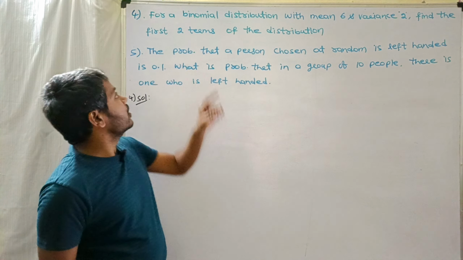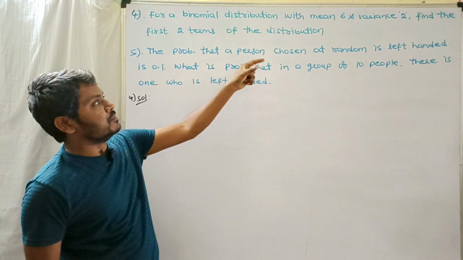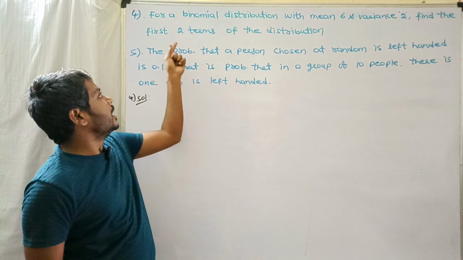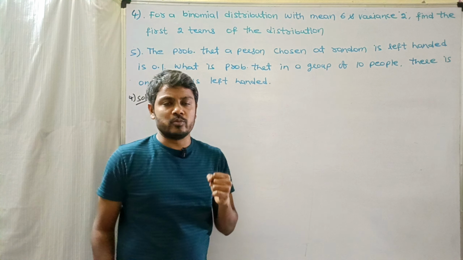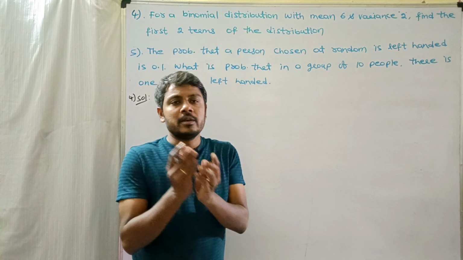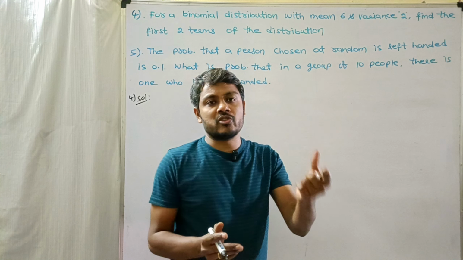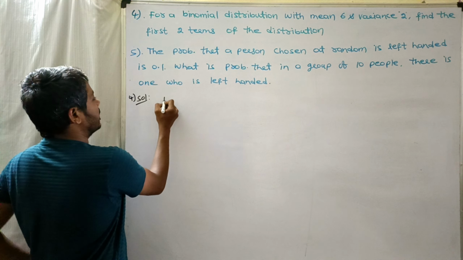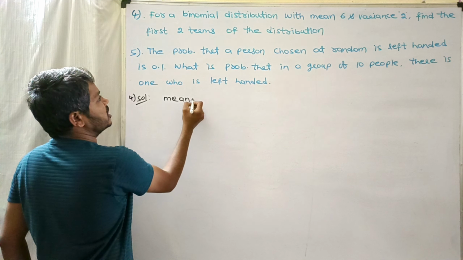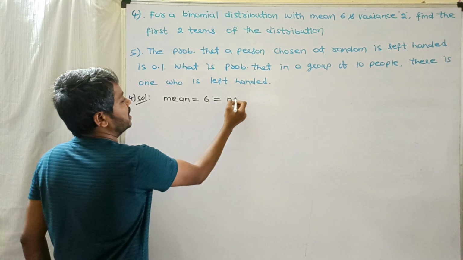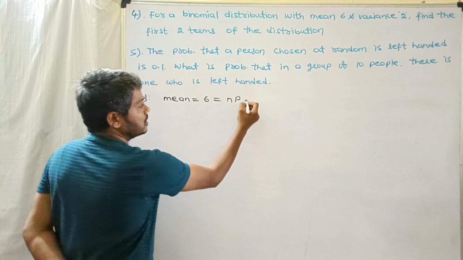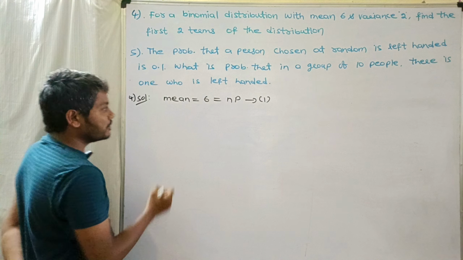Next, question number 4. For a binomial distribution, mean and variance are given. Find the first two terms of the distribution. First two terms means P(x = 0) is the first term and the second term is P(x = 1). Here the mean is equal to 6. We know that the mean formula is np.